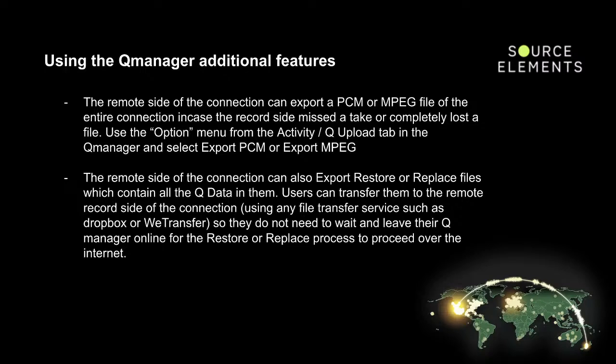The other option that's in there, again on the talent side for the upload, is the ability to export an entire restore or replace package. It contains all the data that's necessary to perform the restorations or replacements. And so that can be transferred over to the engineer using really any system, Dropbox or WeTransfer. And then once the engineer has it, they can just drag it into their Queue Manager request section, and it'll find the session that matches that, and then they can perform all the restorations and the replacements without having the talent system staying online.